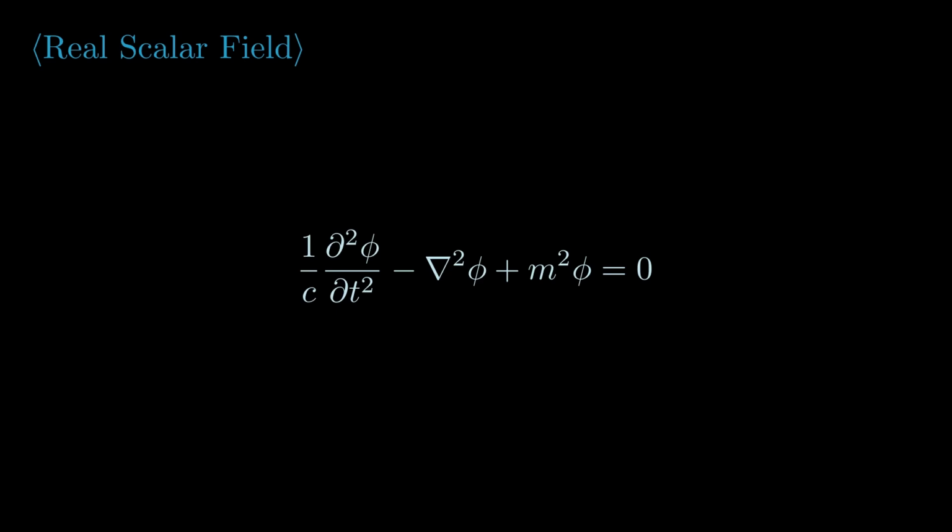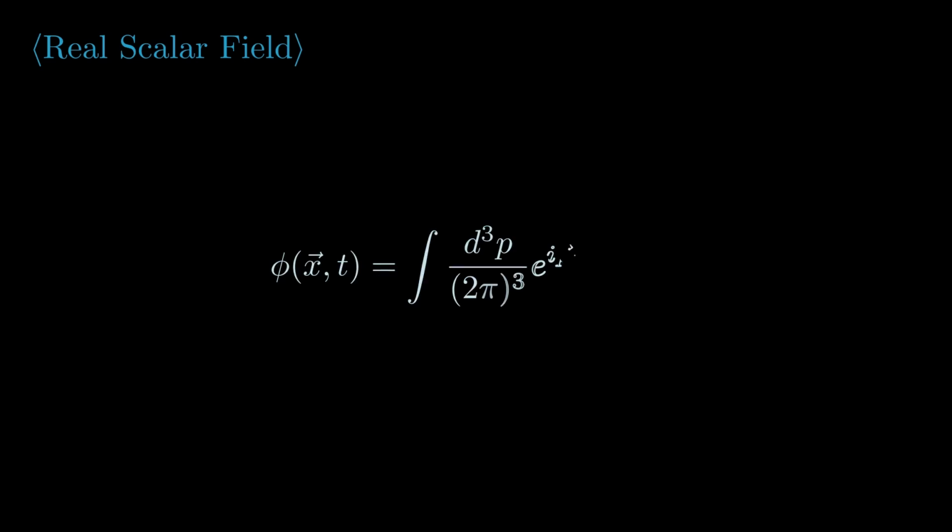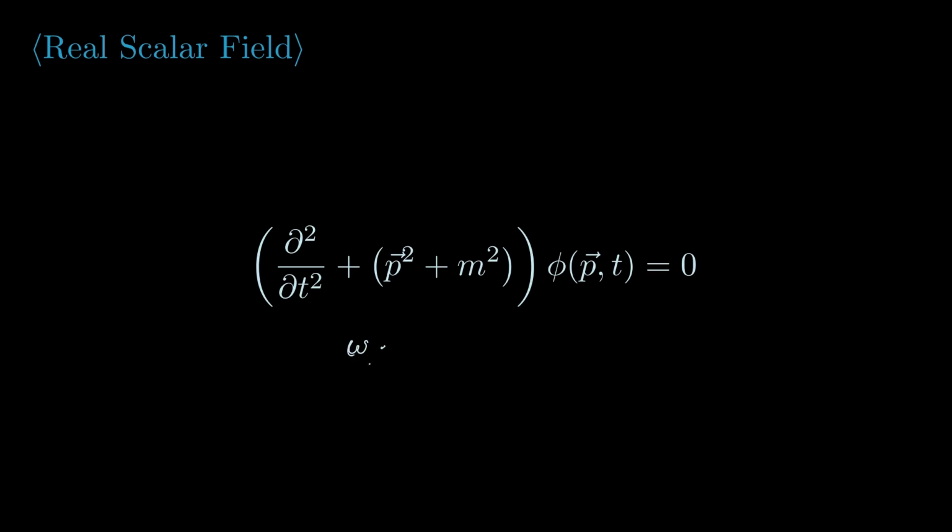As the name suggests, this is a field of real numbers, and we see that the field has infinite degrees of freedom, one at each point in space. Now, if we look at the Fourier decomposition of the field and substitute it into the Klein-Gordon equation, we get that the degrees of freedom decouple and at each point evolve independently as a simple harmonic oscillator with the frequency omega p.